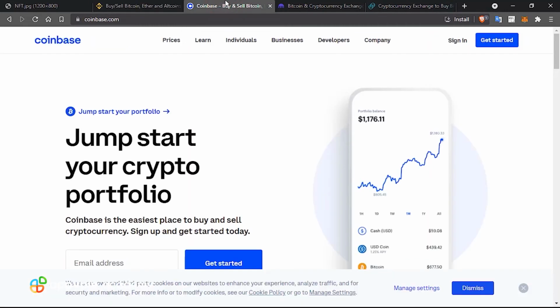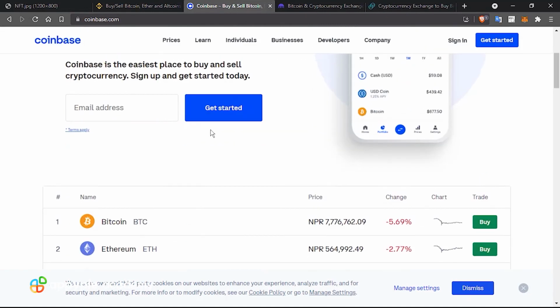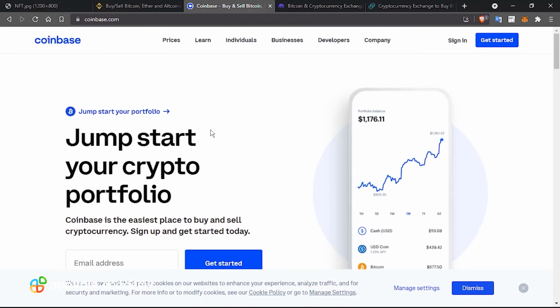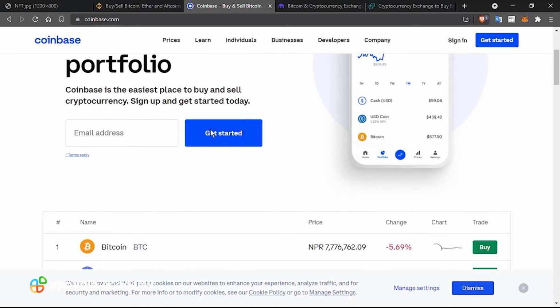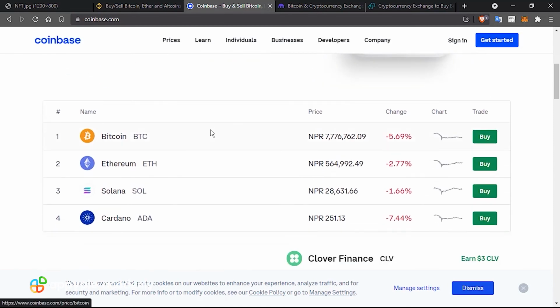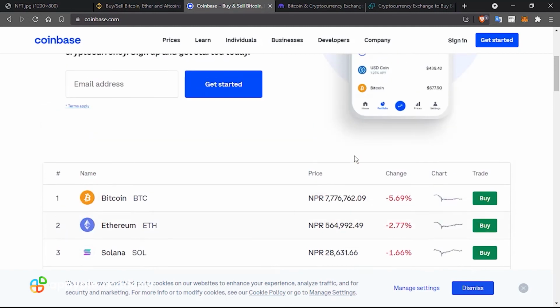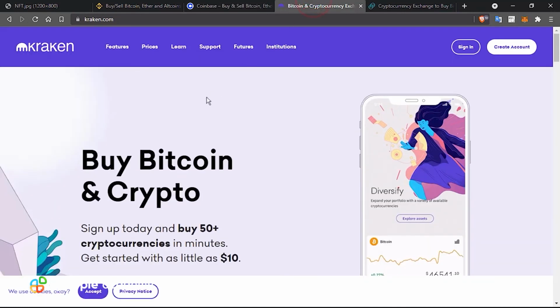Similarly, next we have our Coinbase. So Coinbase is also used for buying cryptocurrencies, basically a trading platform. This is also widely popular and used. So you can see here you can buy Bitcoin, Ethereum, and many others. You can see the price shows in Nepali rupee right now. And next we have Kraken.